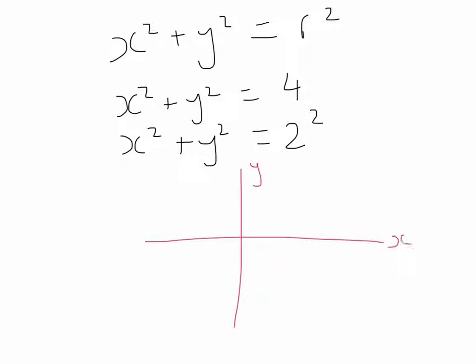Y-axis, x-axis. The center of the circle should be at 0, 0. And we can see here that our radius will be 2, not 4. I must turn the 4 into a square number, so 2 squared, and we'll have a radius of 2. So that would be 2, negative 2 over here, and positive 2 over there.